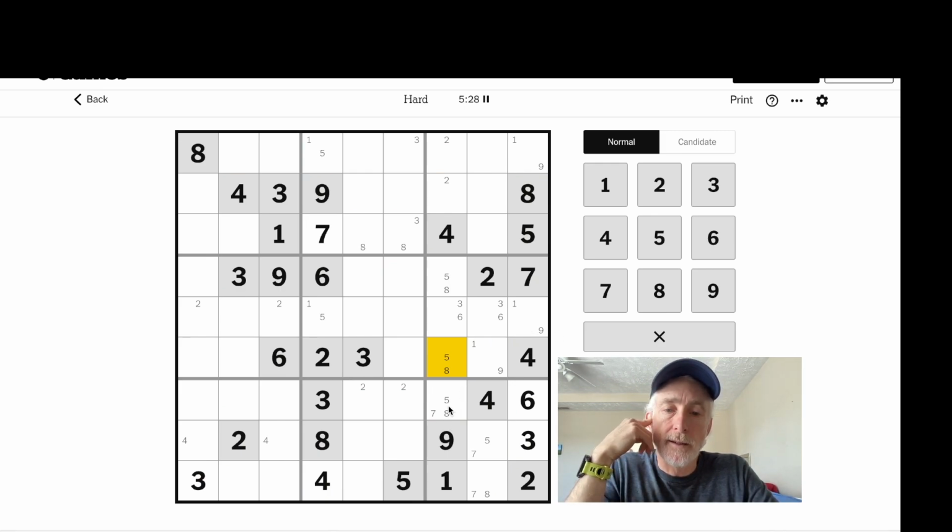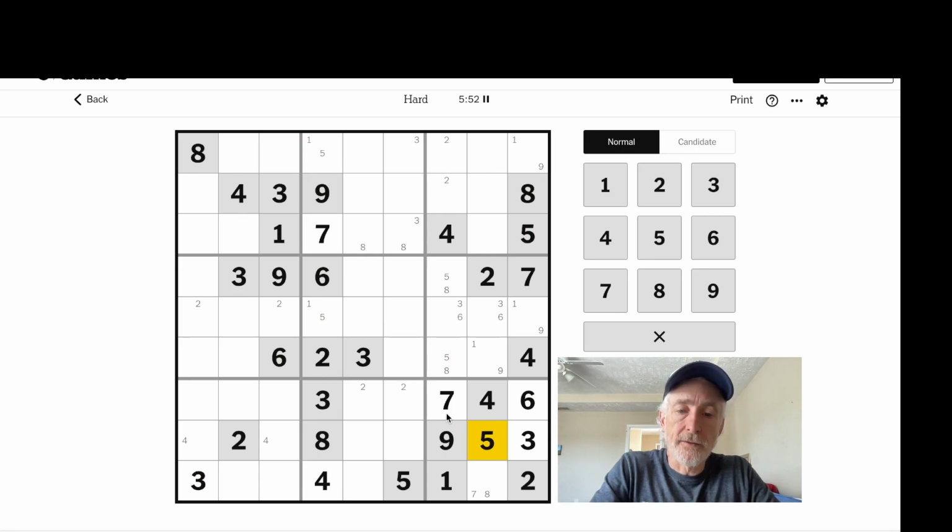And this is actually a triple in this column. If you just look at the column, this cell can only be a 5, 8. This can only be a 5, 8. Both those numbers point to this box. This cell we already determined can only be a 5, 7, or an 8. So now it can't be a 5, 8 anymore. It has to be a 7.